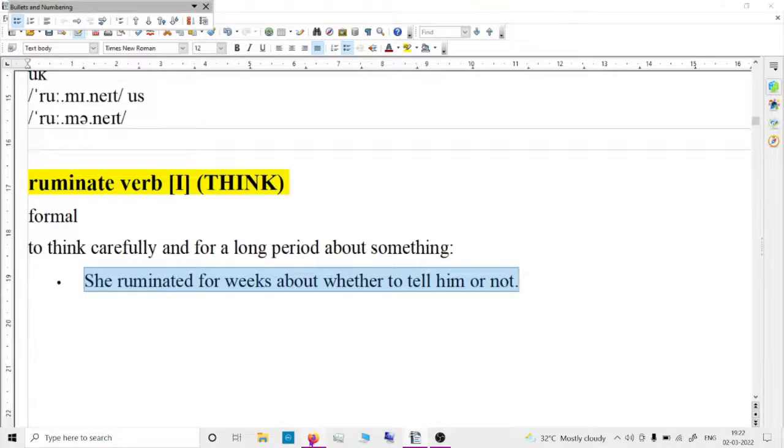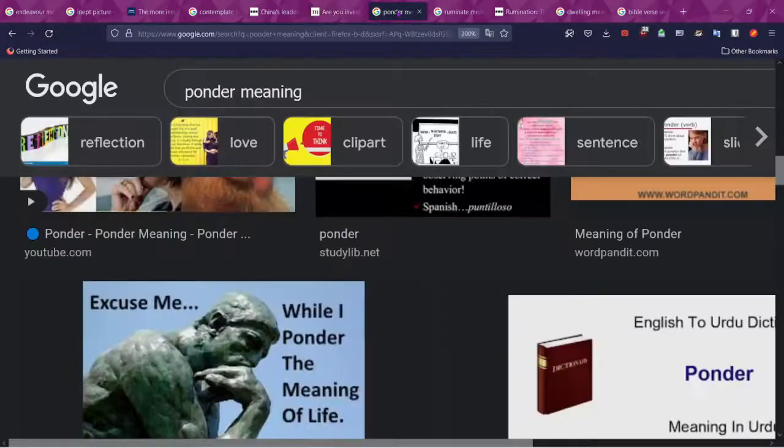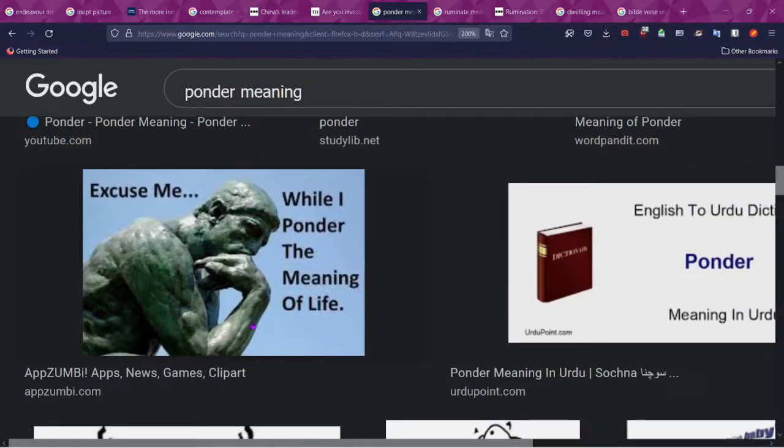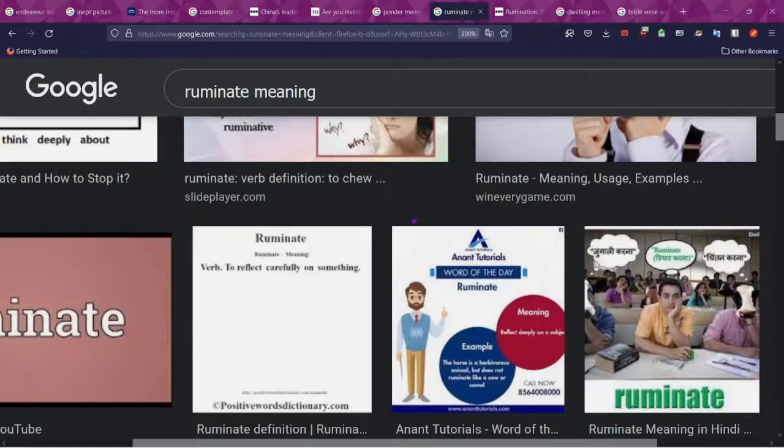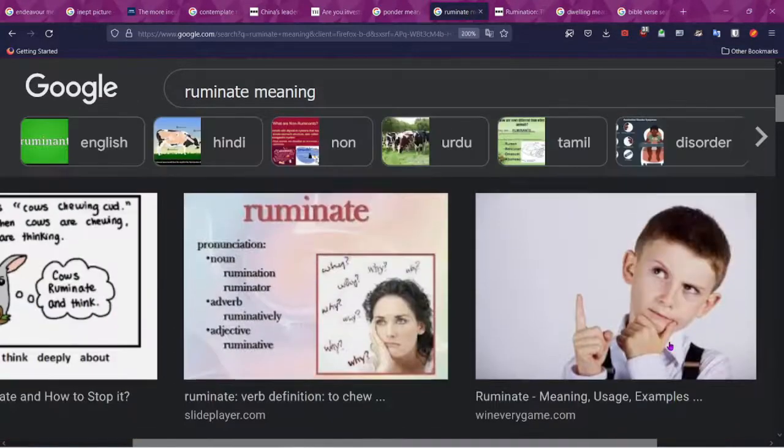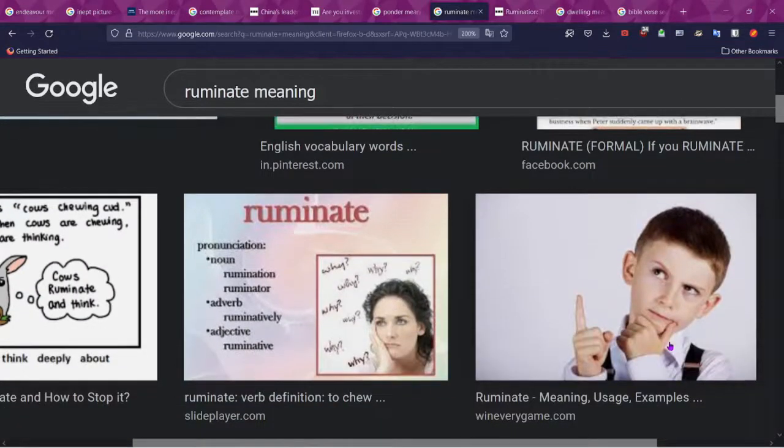So let's see another picture related to ponder. While I ponder the meaning of life. So again, ruminate means deep thinking, right? These are the pictures for ruminate.